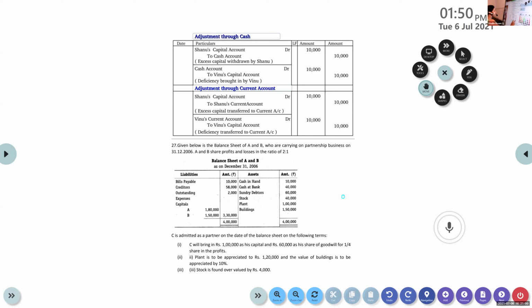See, the value of plant is only 1 lakh, and it has to be made 1,20,000. So 20,000 is increasing in the value. So this 20,000 will appear in the revaluation account. And which is the amount that comes in the new balance sheet?